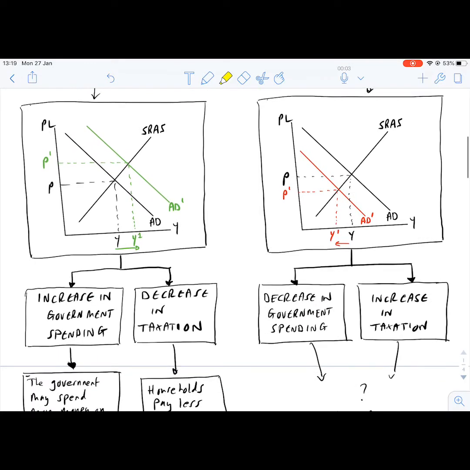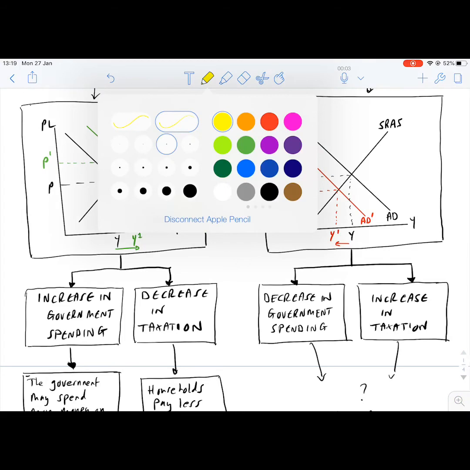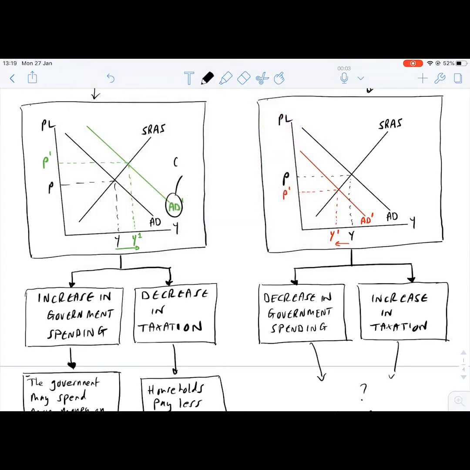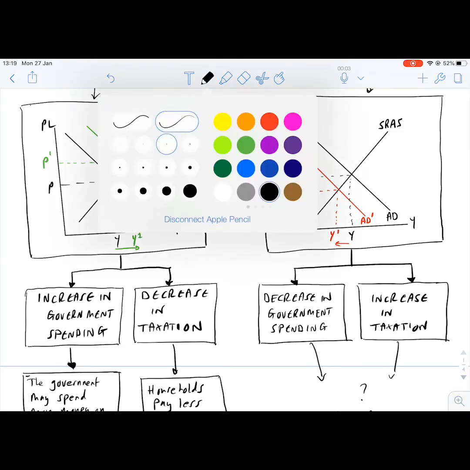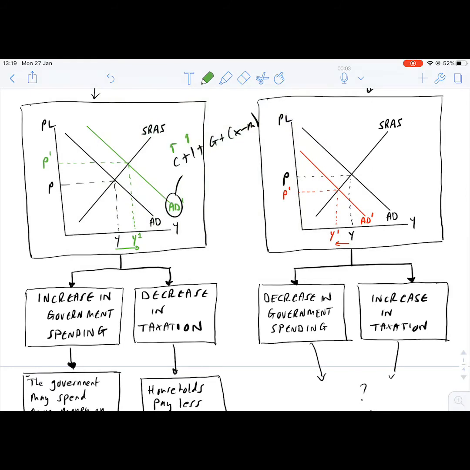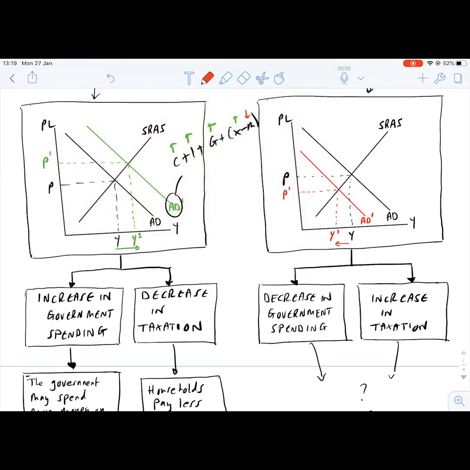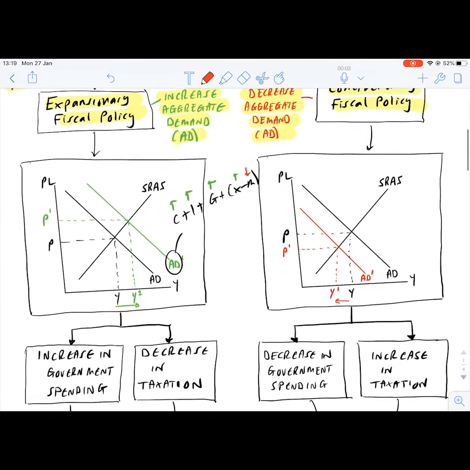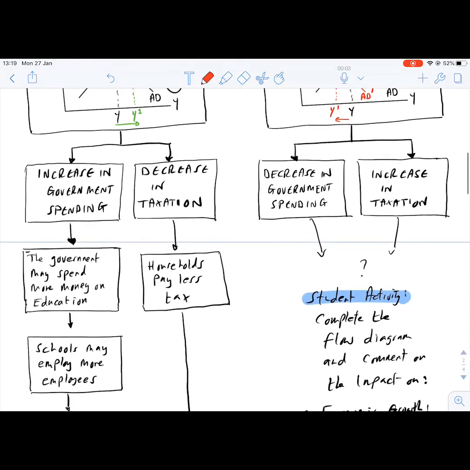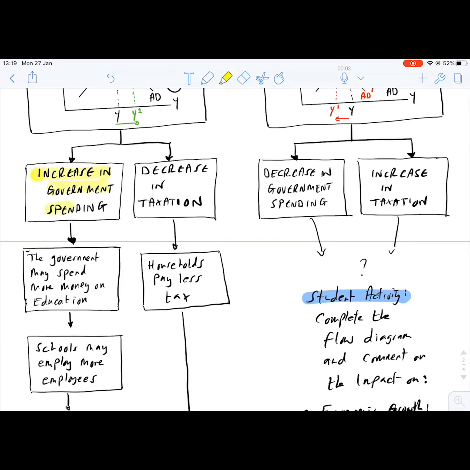Here you have a couple of diagrams. On the left-hand side, here you can see there has been a shift to the right-hand side of AD. So if you remember the components of AD, C plus I plus G plus X take away M, there has either been an increase in consumption, investment, government spending or exports, or a decrease in imports.